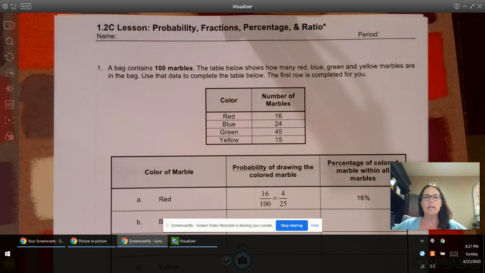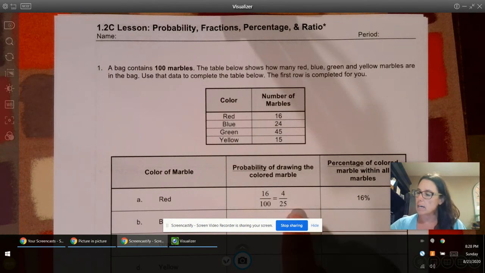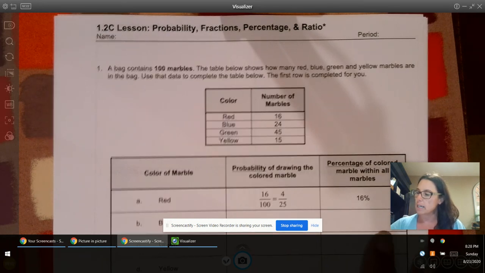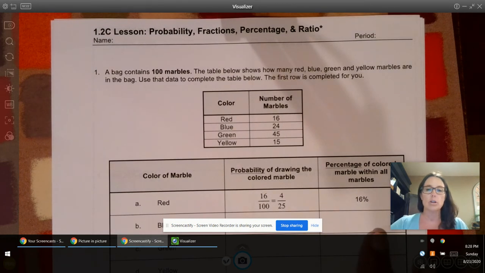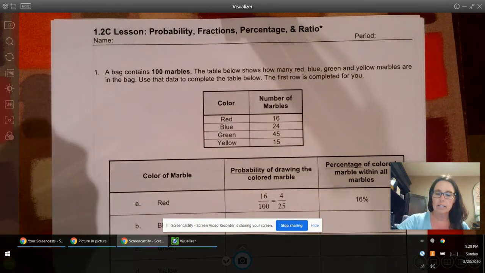Alrighty guys, 1.2c lesson. We're going to be talking probability, fractions, percentage, and ratio. We get into some bar models. So what I want you to do is pause me and complete number 1 here, this table of finding these probabilities of the colored marbles. Notice that you're finding it as a fraction, and then you're writing it as a percentage. So go ahead and pause me and do that.